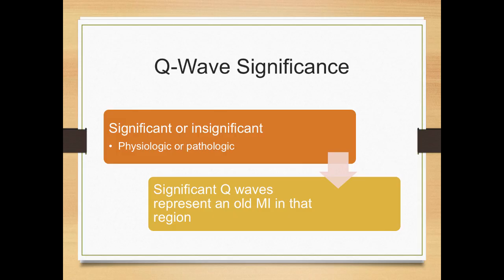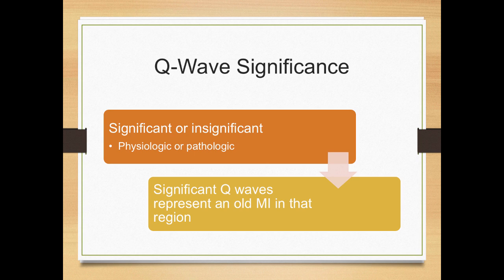When looking at Q waves, we're going to call them significant or insignificant, or physiologic or pathologic. Just like your left axis deviation can be physiologic or pathologic, so can your Q waves. Physiologic is a normal, everyday thing. I was born with it. It's cool. Pathologic, it's bad. Something happened to cause this. So significant Q waves, pathologic Q waves, mean that our patient had an MI in that region in the past.